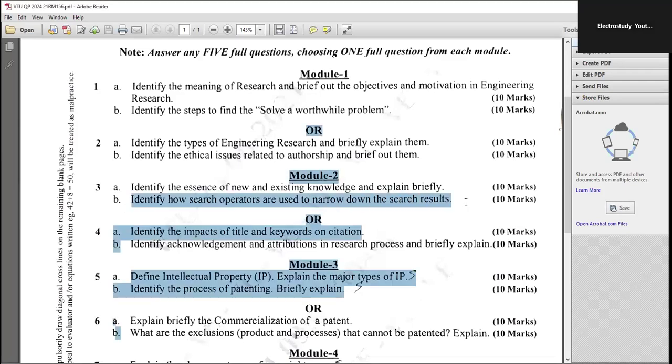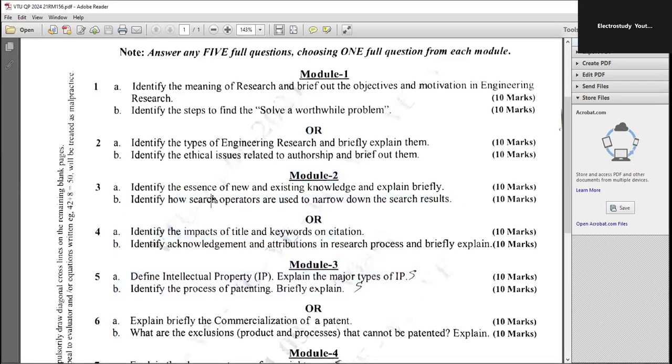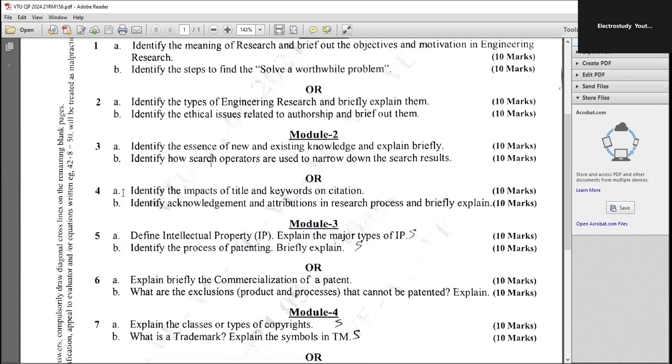For question number 3B, you need to talk about different types of bibliographic databases, to get the result and to narrow down the search result. Also the importance of bibliographic databases and how the search engine will help to identify the research. That's about question number 3B.